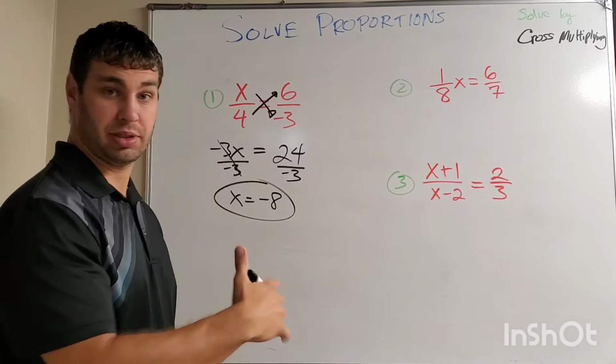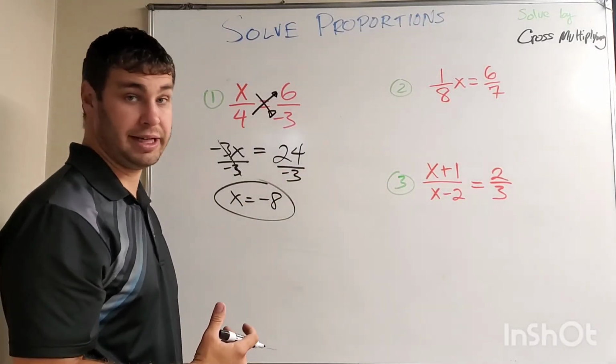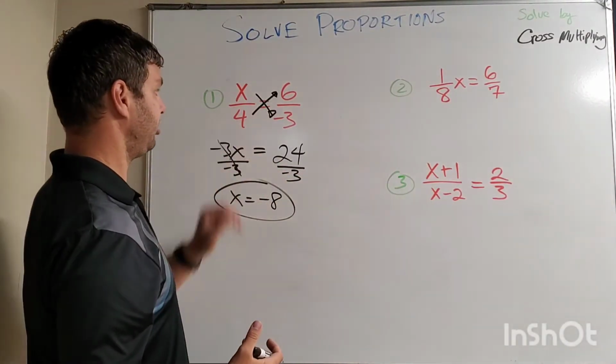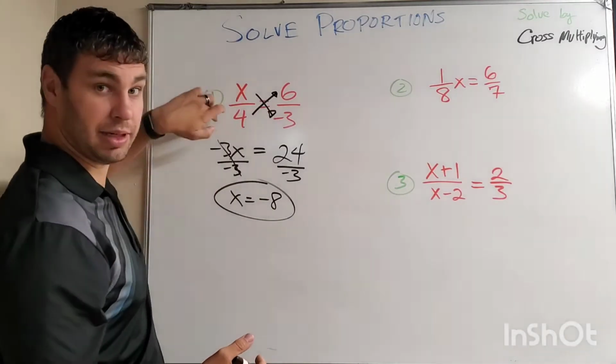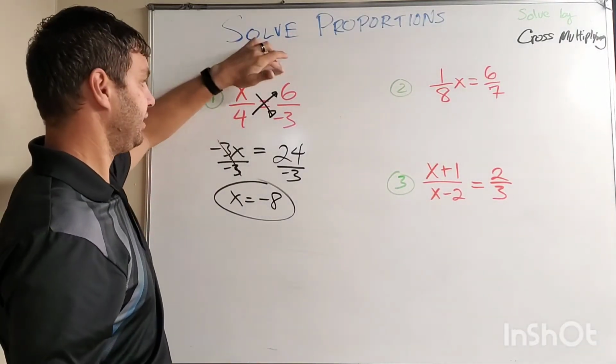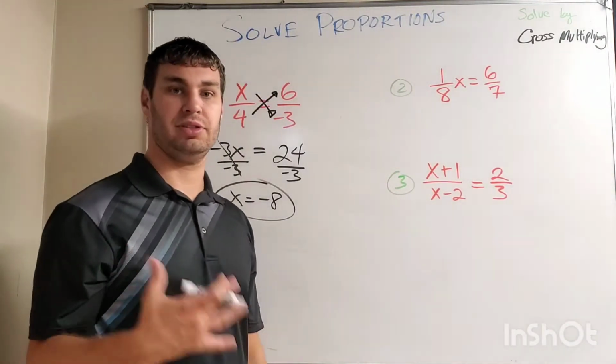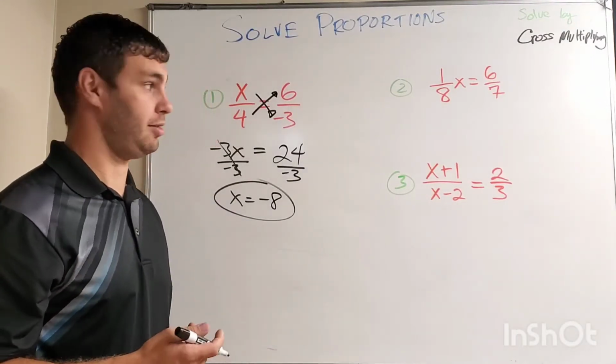Like any equation, you can plug that back in to check yourself, see if you did it right. If I plug negative 8 into my original problem, negative 8 divided by 4 is negative 2, and 6 divided by negative 3 is also negative 2. Since those equal each other, I know I did it right.